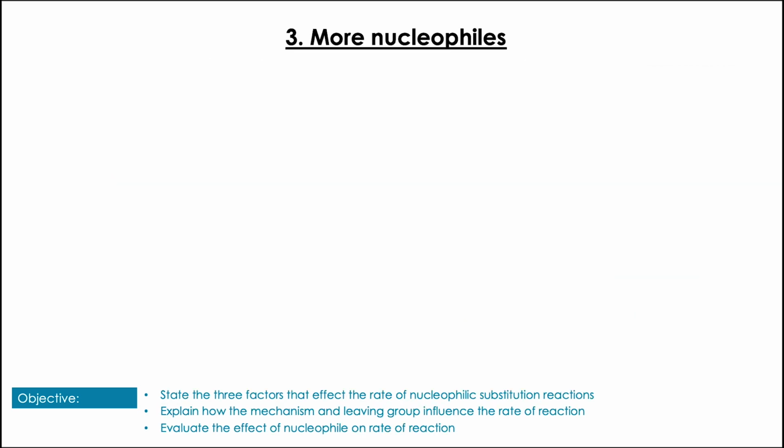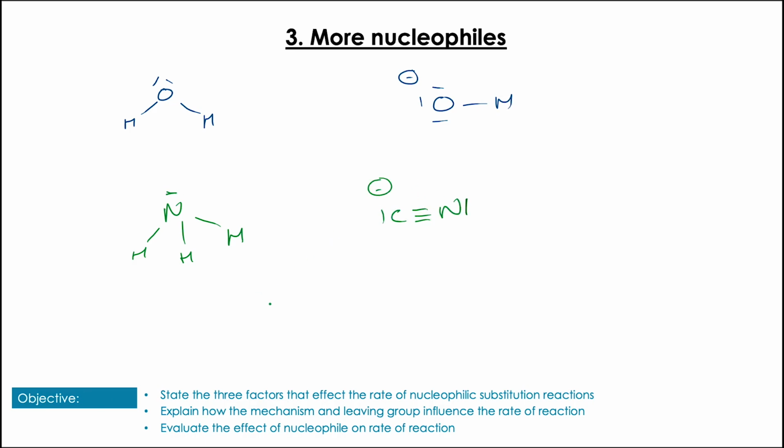So far, we've really only looked at having OH- as a nucleophile, or water, mainly OH-. And so what we want to do is broaden the nucleophiles that we can use and look at a couple of specific reactions. The two we're going to look at are ammonia, that's NH3, and the cyanide ion, that's CN-.